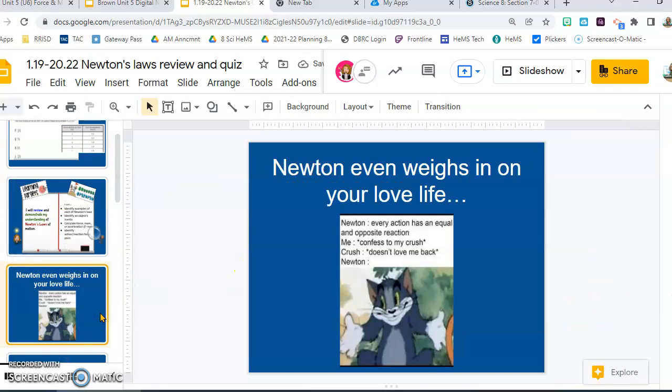So as we were looking at things, say, even Newton's going to weigh in on your love life. Every action has an equal and opposite reaction. You confess to your crush, and your crush doesn't love you back. Newton's kind of like, see, look, every action has an equal and opposite reaction.